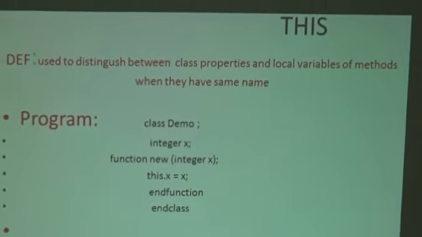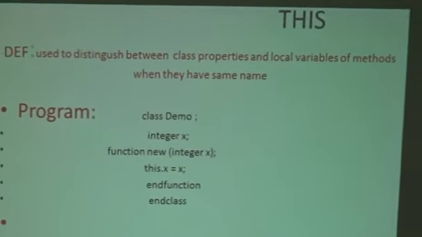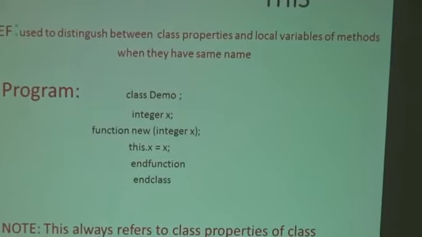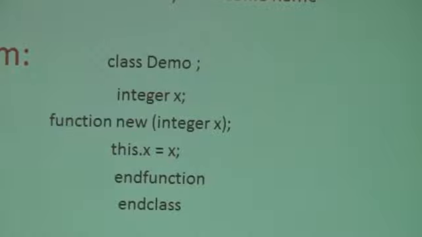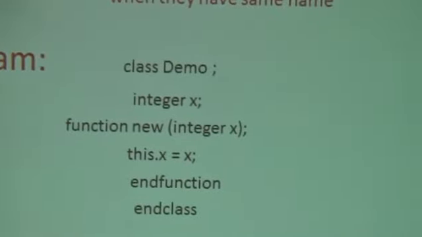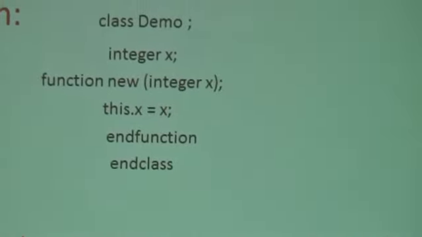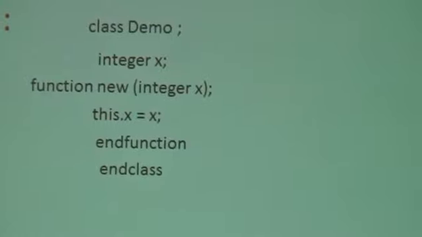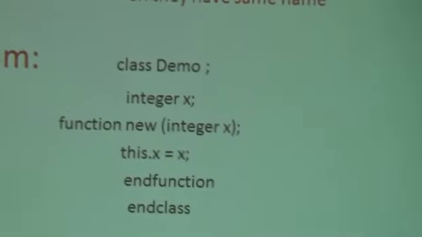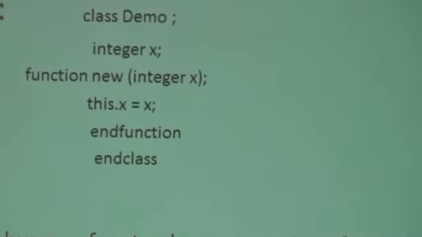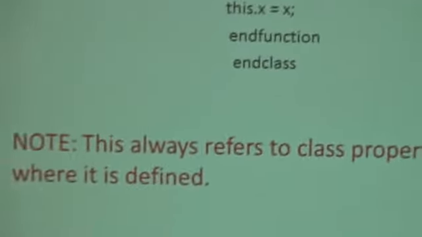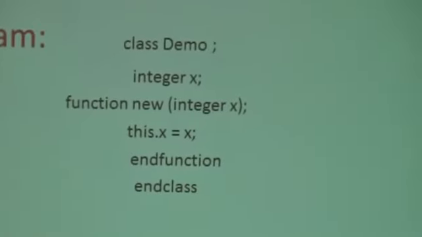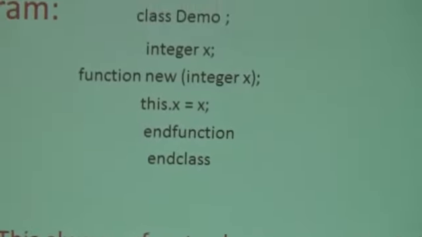Now we are going to discuss the concept of this. This is used to distinguish the class properties and the local variables of methods when they have the same name. If you have seen this example, there is a class demo. Integer x is a local property, and the function, which is a method, also has an argument of integer x. Since both the property and the argument have the same name, to distinguish them we use the keyword this.x, and this always refers to the class properties of the class where it is defined.